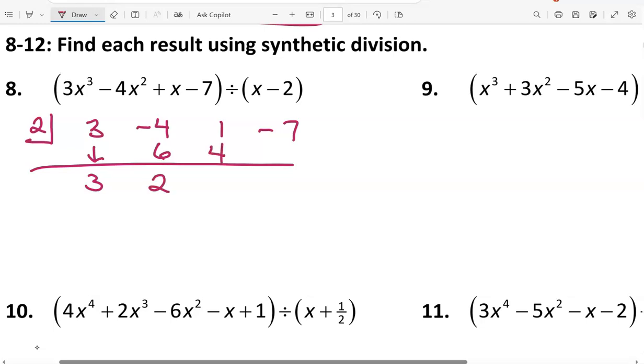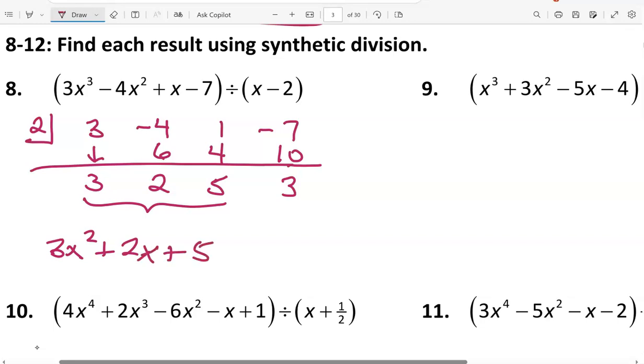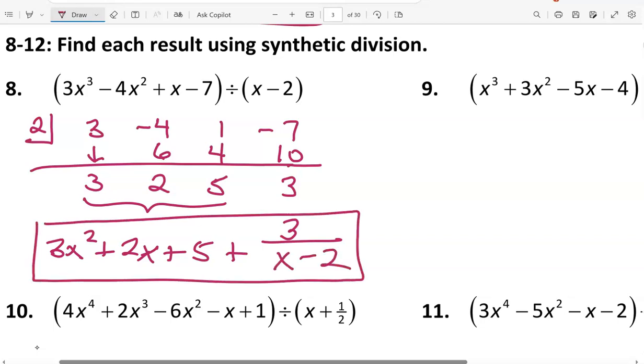2 times 2 is 4. Add that column, that's 5. 5 times 2 is 10. Add that column, we get 3. So the result here is the coefficients of the quotient, 3x squared plus 2x plus 5, plus that remainder, which is 3 over the divisor, which is x minus 2.